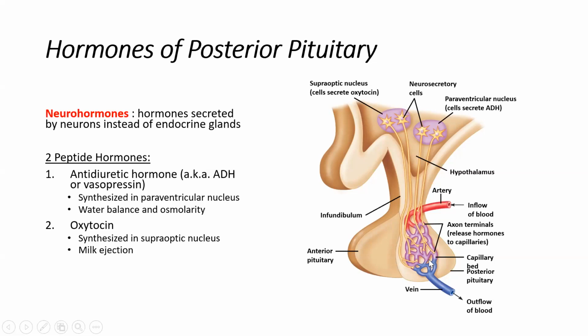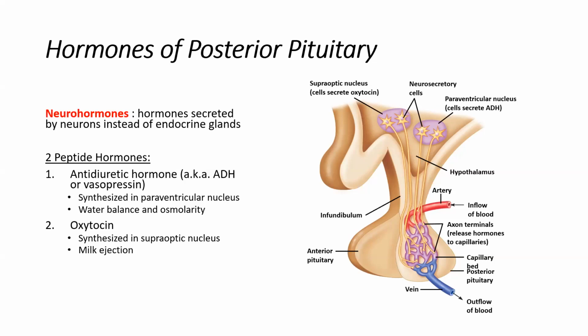So it's actually more correct to say that the posterior pituitary releases certain hormones instead of secretes certain hormones, because the secretion is really taking place in the hypothalamus. The release is taking place down here in the posterior pituitary. So the two hormones that are released from the posterior pituitary are ADH, which is also called antidiuretic hormone, or vasopressin. Those three terms are interchangeable. And then oxytocin is the second hormone that is released here as well.